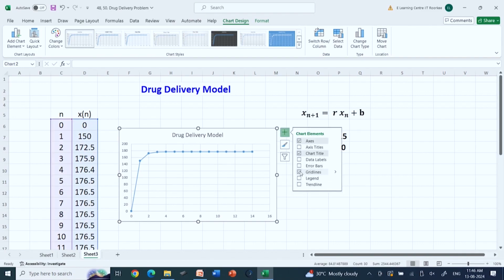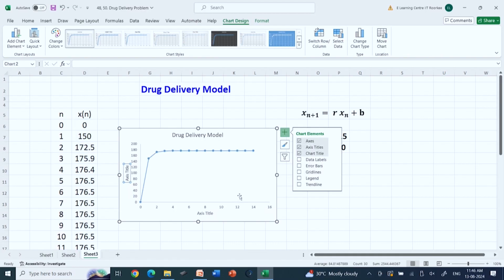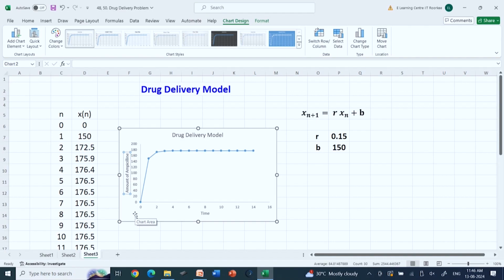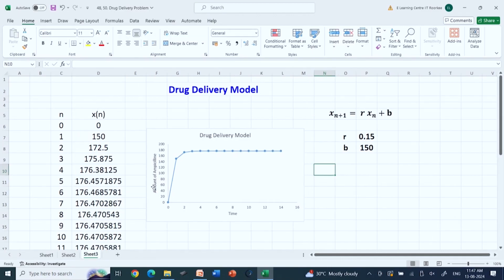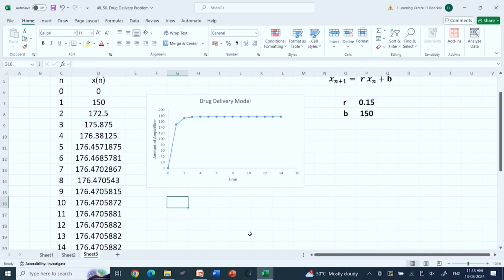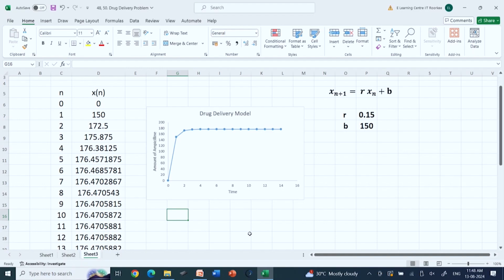We remove the grid lines, go to the axis title. This is the time and this is the amount of ampicillin. So as you can see, this value over time reaches the value 176.47, which matches with our analytical result.